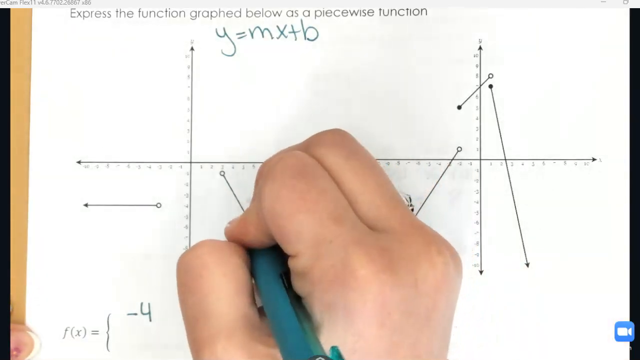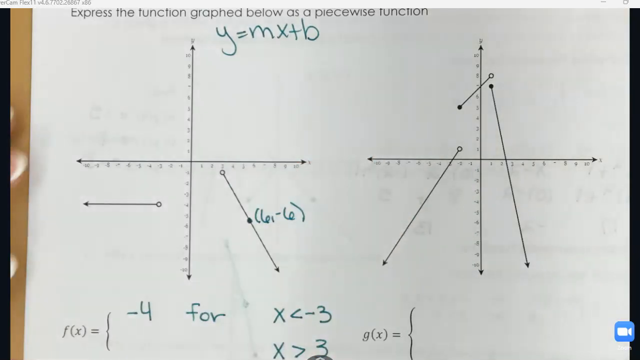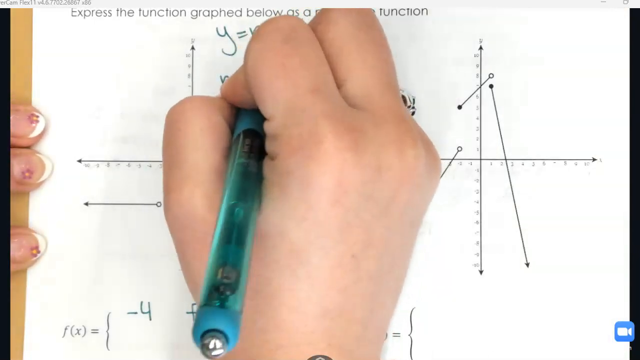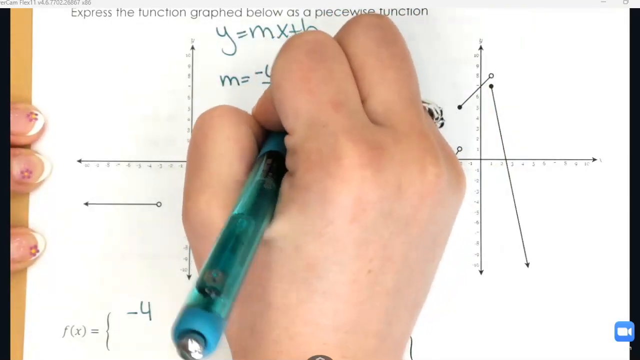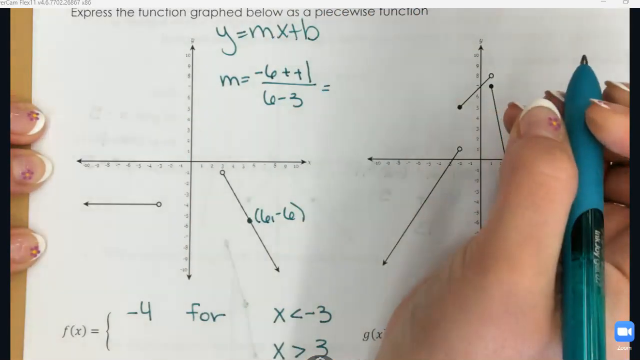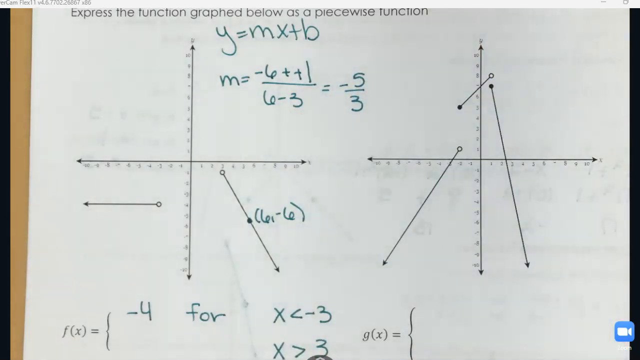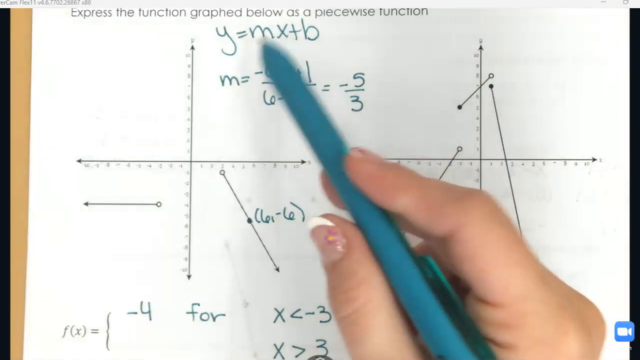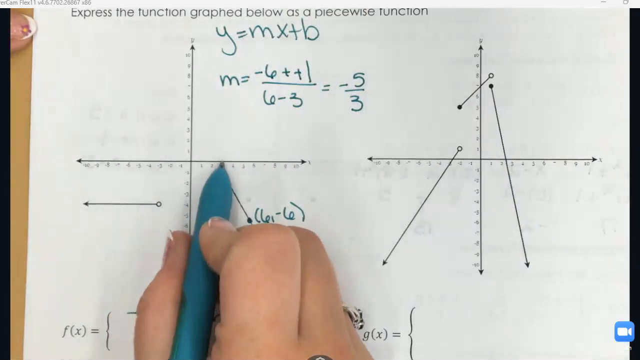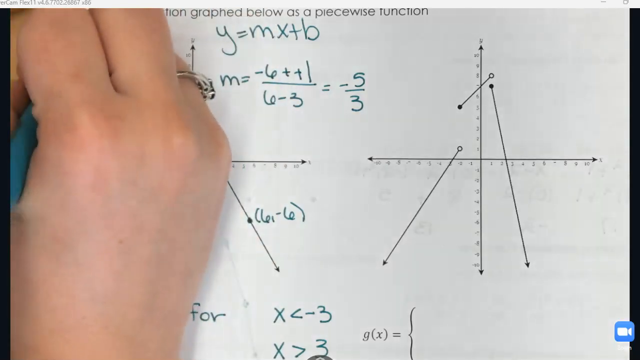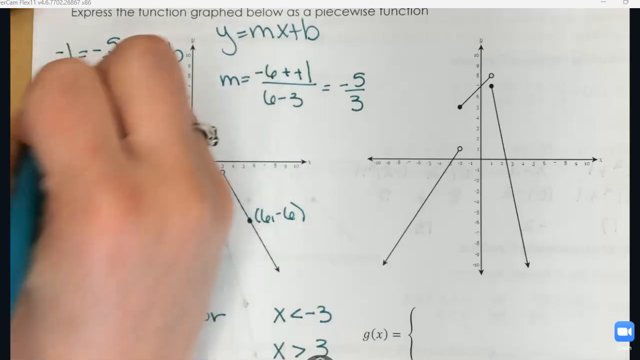I need 2 points to do that, so I'm going to use the point 6, -6, and 3, -1 to calculate my slope. Plus positive, and I get -5/3 for my slope. Now I need my y-intercept, and I'm going to find that by plugging in my slope and one of my coordinates in for x and y to solve for b. I'm going to use 3 and -1 here. You could use the other coordinates and get the same results.